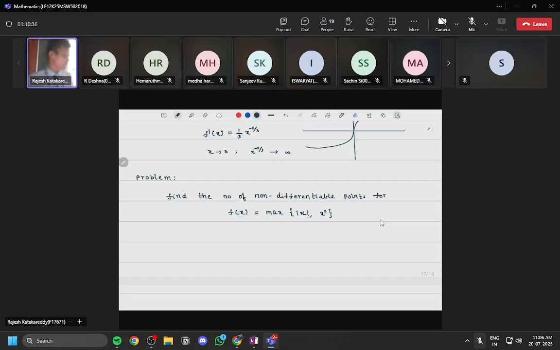MAX stands for maximum, MIN stands for minimum. What I actually do, I draw both the graphs. After drawing both the graphs, if needed, I'll find point of intersection. Then which graph is lying above, that must be my function. Am I clear? So we need to find this function first. Then we should tell about the non-differentiability of the function. Am I clear in this understanding?